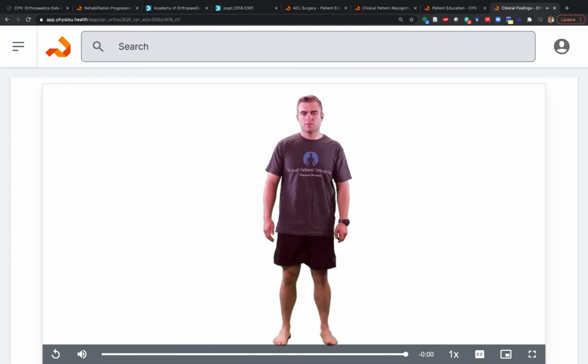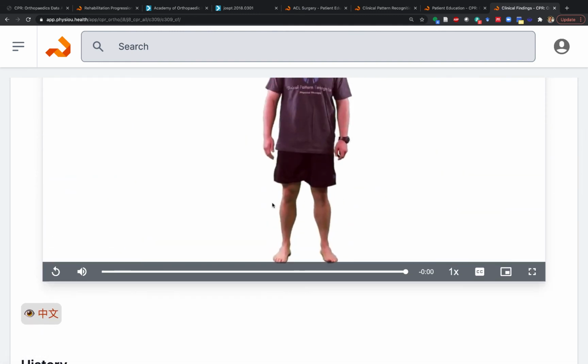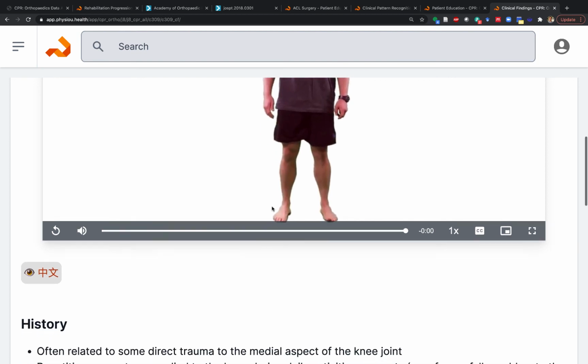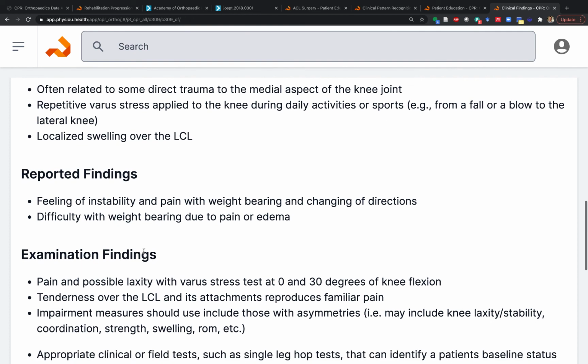Okay, so when you look at their findings, it's going to be very similar to MCL if you look down here, except that instead of a valgus stress, a varus stress is applied to the knee, whether it is from trauma or a fall, right? Here's direct trauma to the medial aspect of the knee joint, creating a varus stress, which is injuring the lateral collateral ligament. And the patient may demonstrate localized swelling over the LCL. They may complain of instability and pain with weight bearing and changes of direction. There may be some pain, difficulty with weight bearing, right?